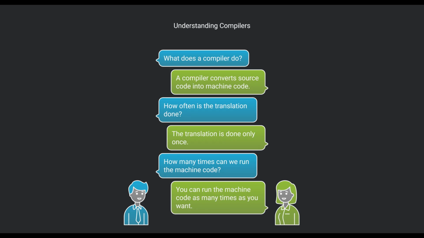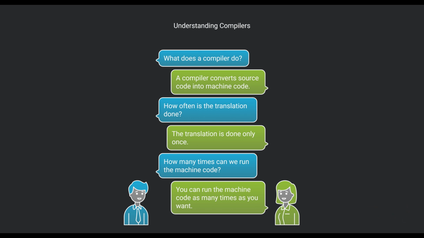Understanding the compiler. What does a compiler do? A compiler converts the source code into machine code. That we already saw. How often is the translation done? One time only, right? The translation is done only one time, because it will scan or read the complete file at one time only.